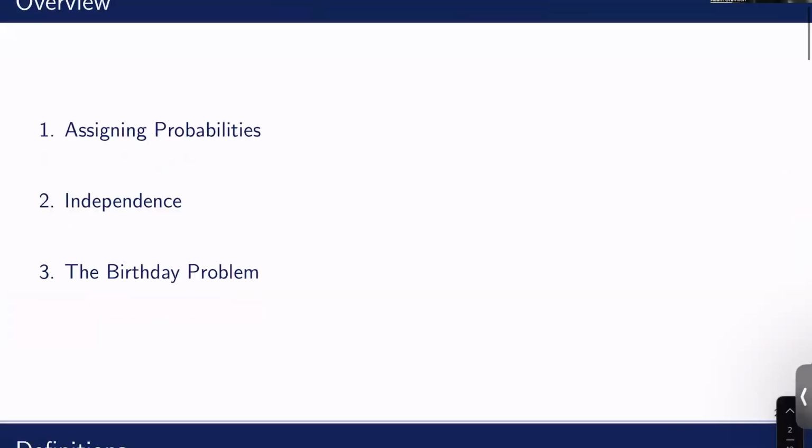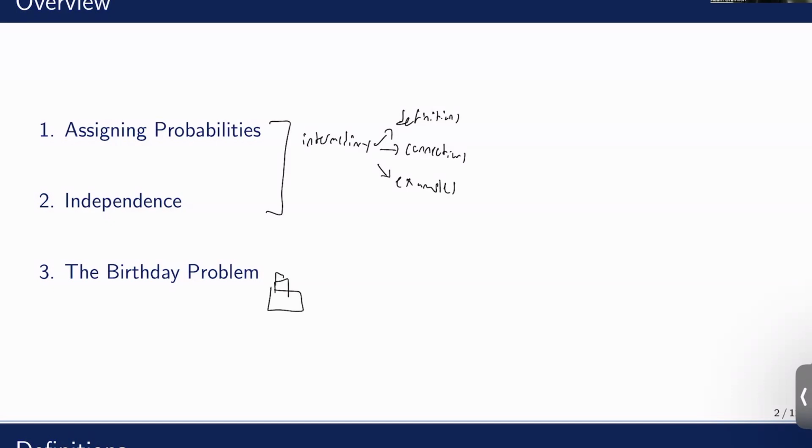Now we're going to be talking about three different separate topics here. The first two, assigning probabilities and independence, are going to be our intermediary topics, just getting us used to probability. We're going to be going through a couple definitions, a couple connections, and then a few examples per problem. And then we get to the infamous birthday problem, where it's our job to find the minimum number of people in a room so that the probability that two people share the same birthday is greater than 50%. So if you're ready, let's move on.